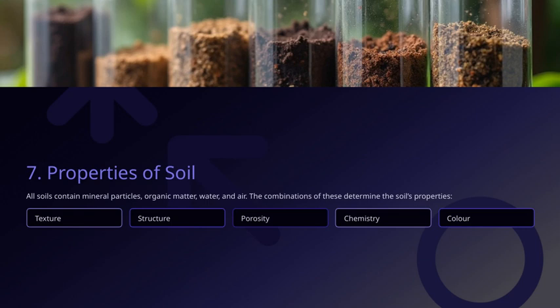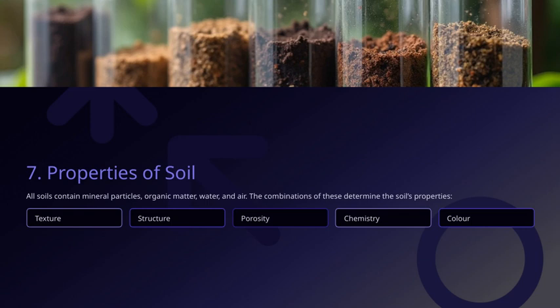supports plant life. First, we have texture. This refers to the proportion of sand, silt, and clay particles in the soil. Texture affects how soil drains water, retains nutrients, and supports plant roots. Then there's structure, which describes how soil particles clump together into aggregates. Good structure helps with aeration and water movement, making it easier for roots to grow.